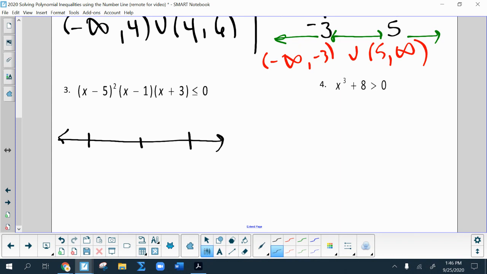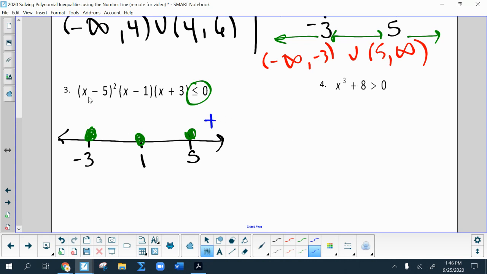Again, remember the numbers have to go in order from left to right. So my first one is a -3, then a +1, then a +5. It is less than or equal to, so I'm going to put closed circles on everything, although it's not looking like that with my stylus here. And now we test. So let's see, to the right of 5, I'm going to put a positive, like a 6. Okay, so positive times a positive times a positive is a positive.